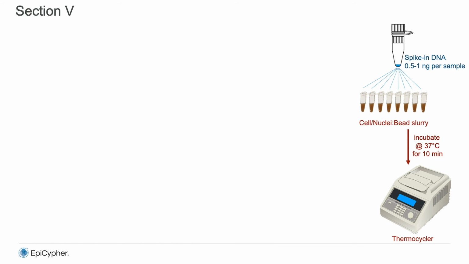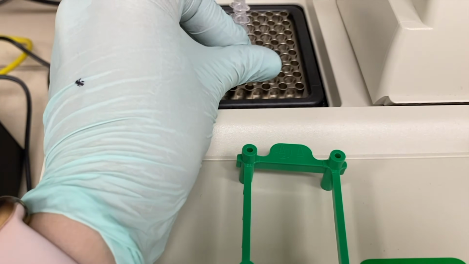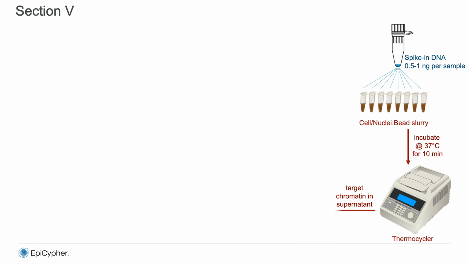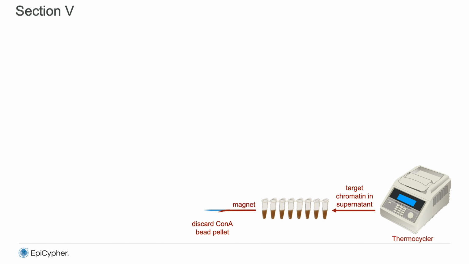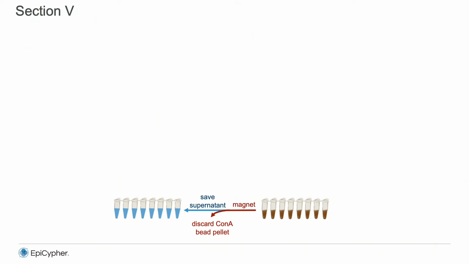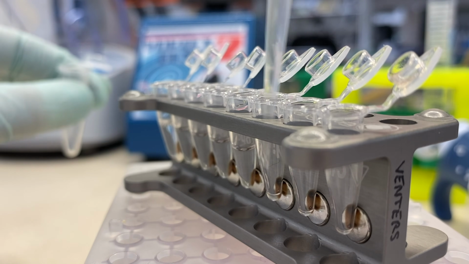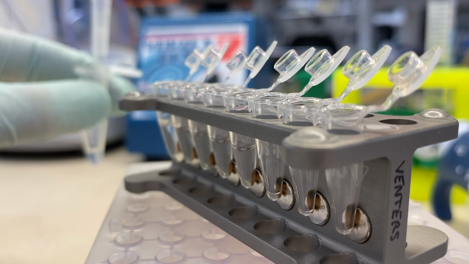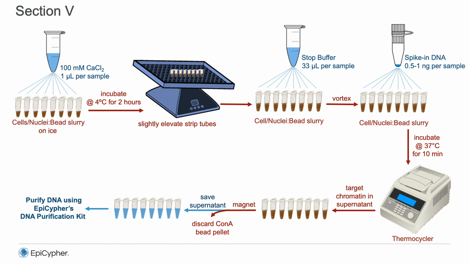During the incubation, you should prepare your columns and collection tubes for DNA purification. When the incubation is complete, place your tubes on the magnetic rack and transfer each of your supernatants into a new tube. At this point, you should follow the instructions for your DNA purification kit. Here's an overview of Section 5.